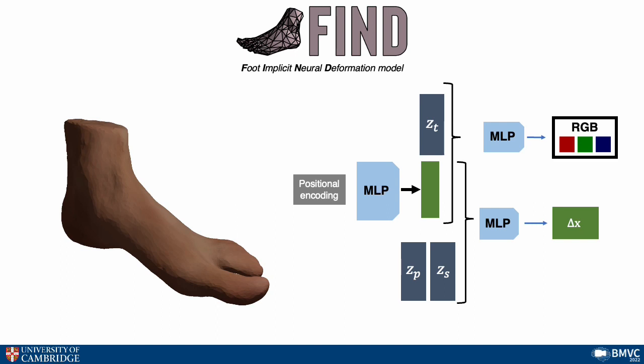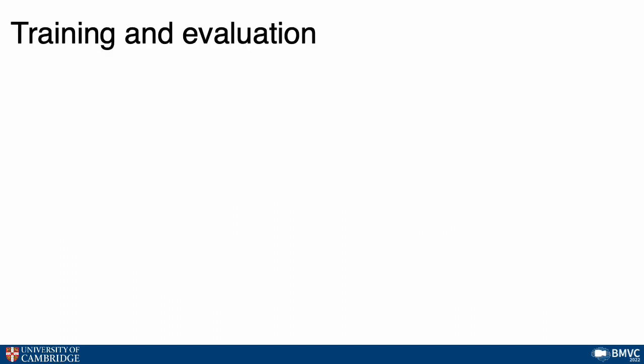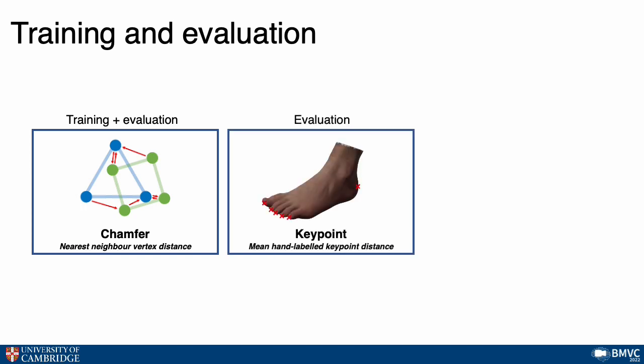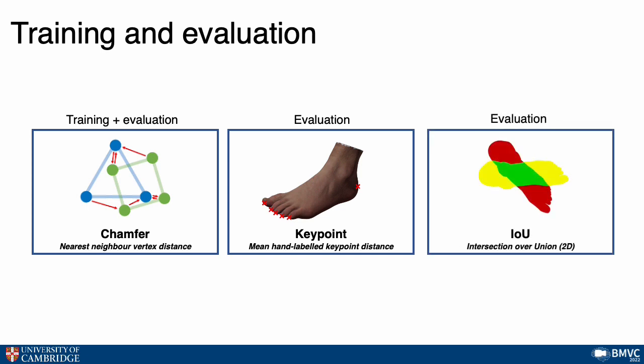and texture codes. Our main training signal is a chamfer loss, a measure of the nearest neighbor vertex distance between two point clouds. We also use this as a metric for evaluating our model in 3D, in addition to a hand-labeled key point distance metric. Further to this, we evaluate our model with a 2D error metric by comparing intersection over union against ground truth scans for 2D renders over a range of camera angles.